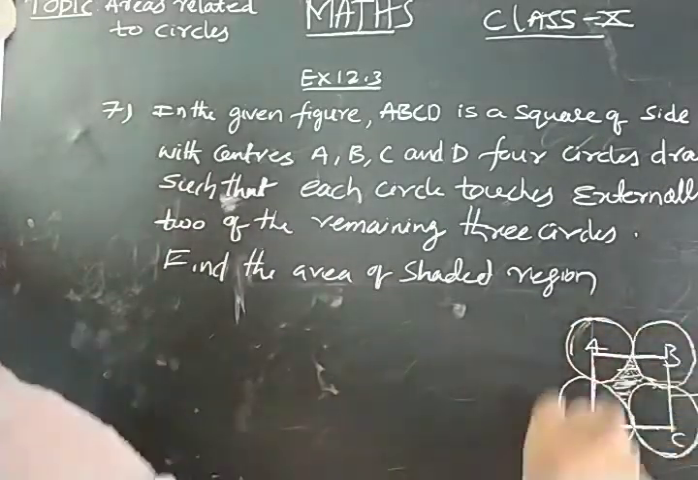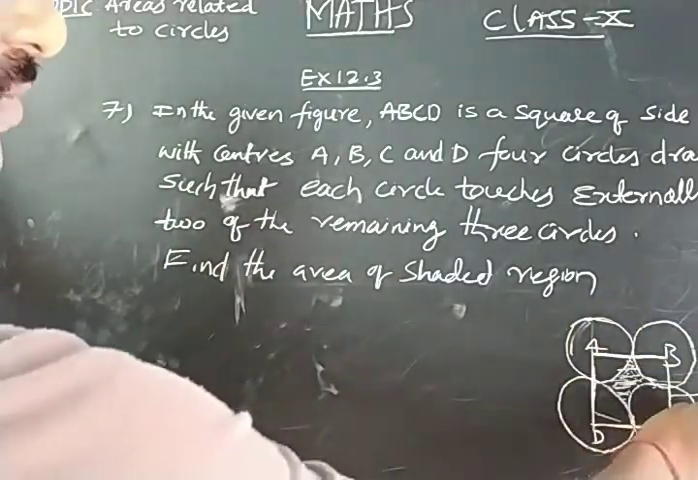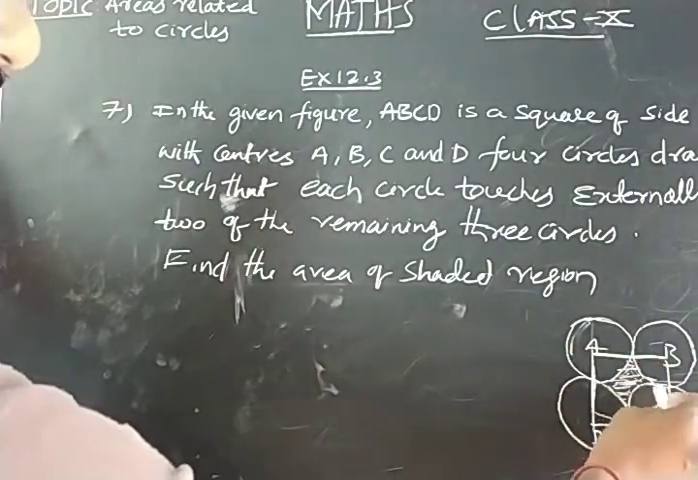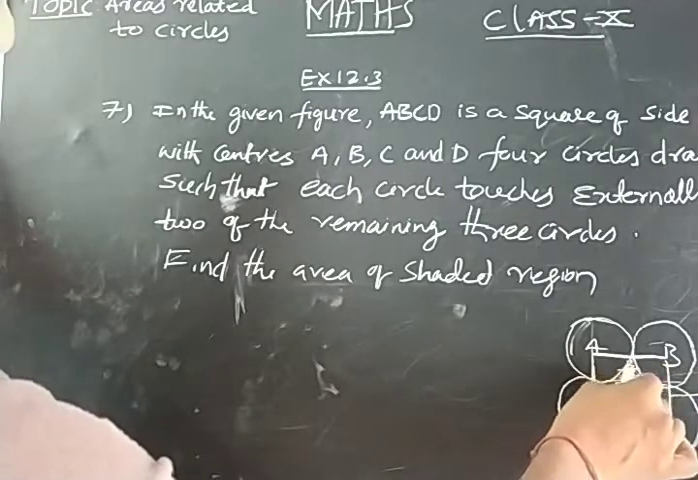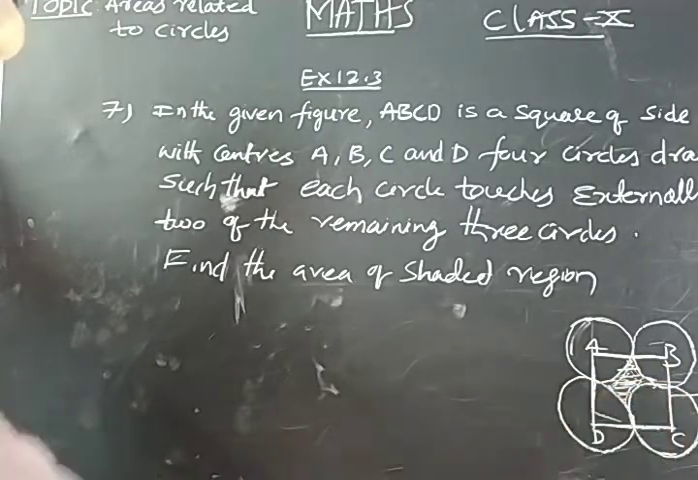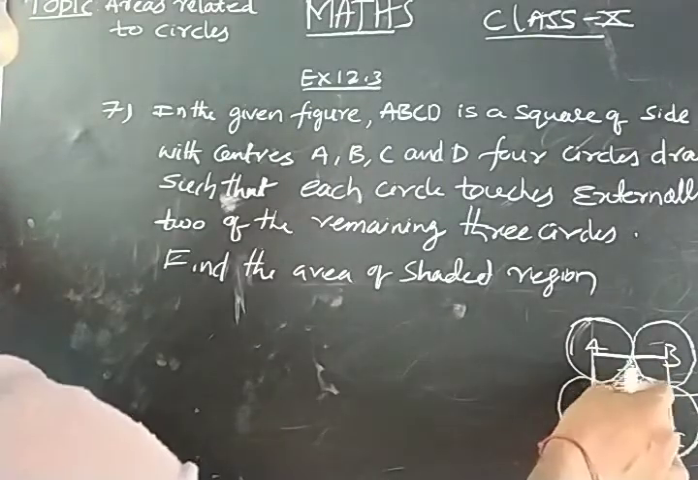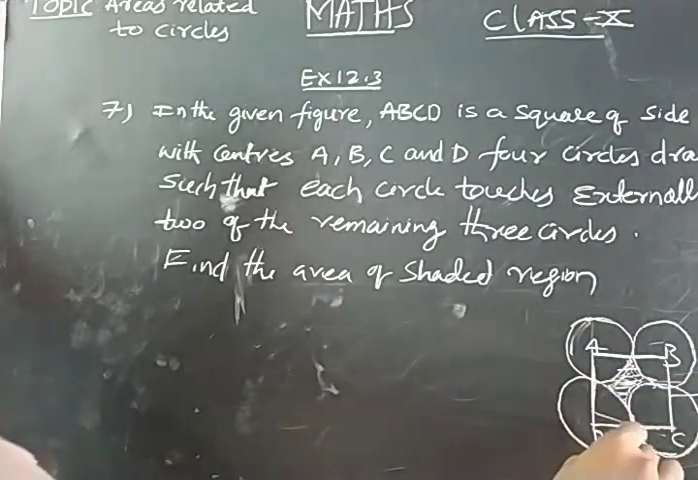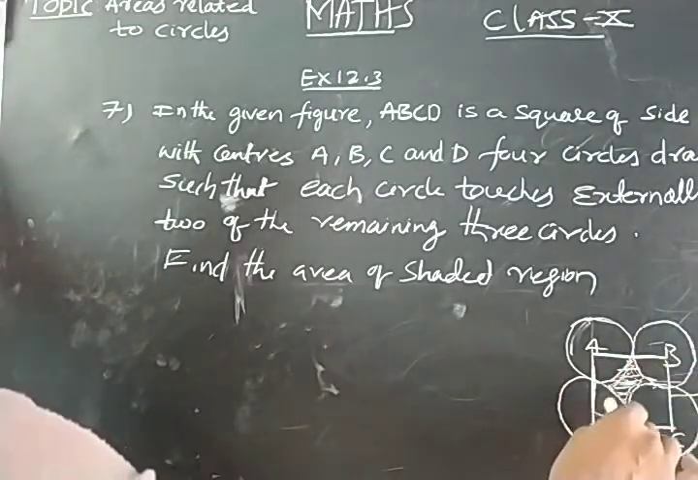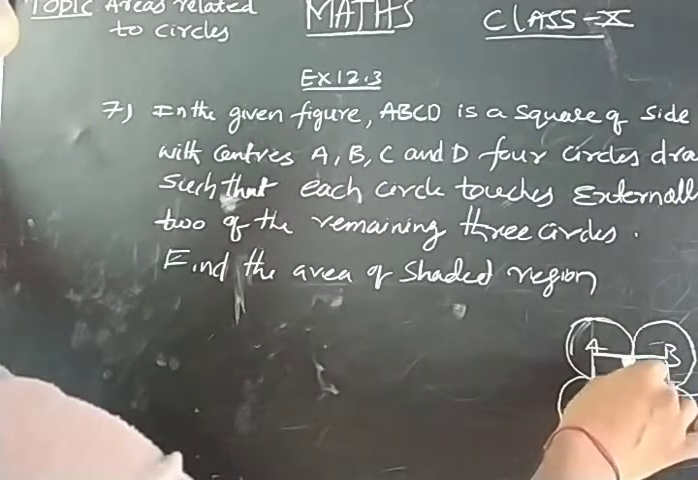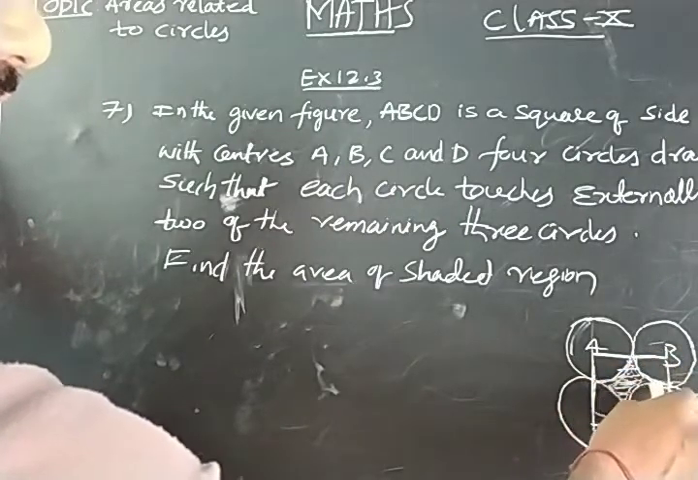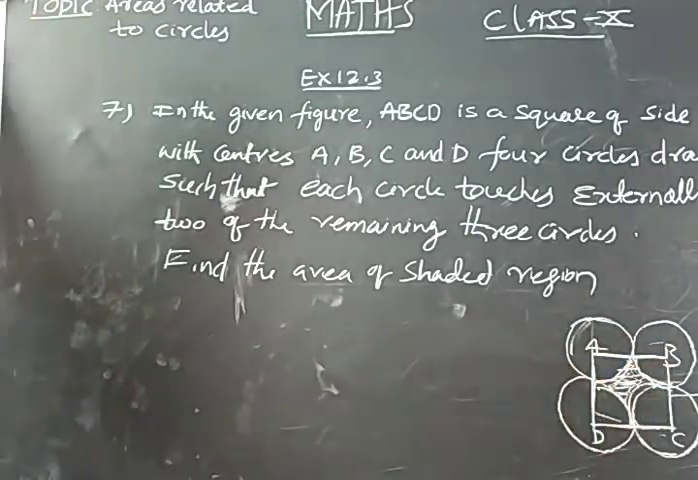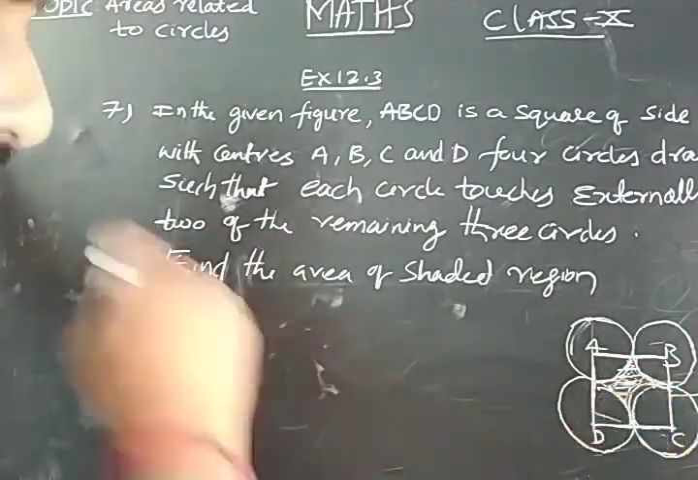So we have this figure. In this, ABCD is a square. We have 14 centimeters side length and 4 circles touch each other, and we are going to find this shaded region here. To get this shaded region, first of all we should find the area of the square. After finding the area of the square, subtract this sector area, this sector area, this sector area and this sector area from the square area. So automatically you will get the shaded region.